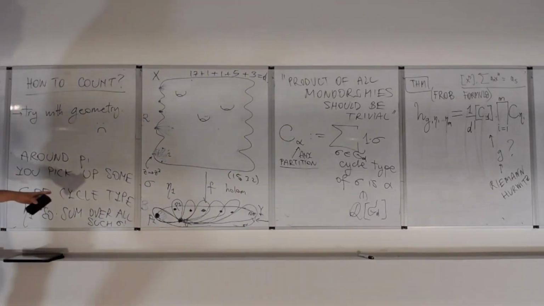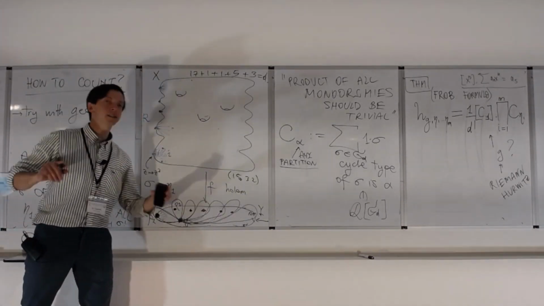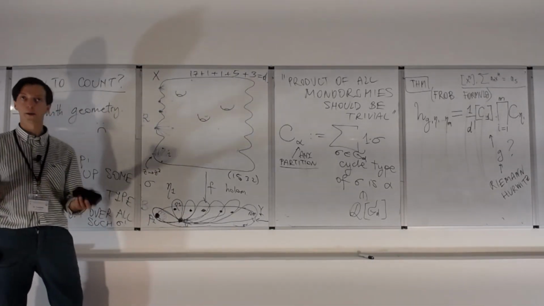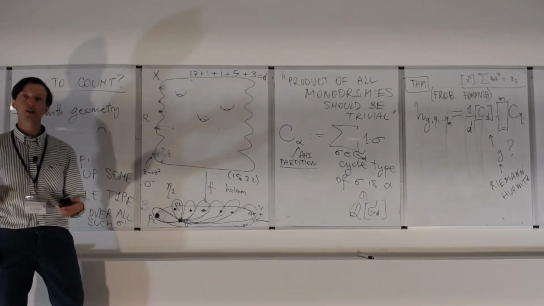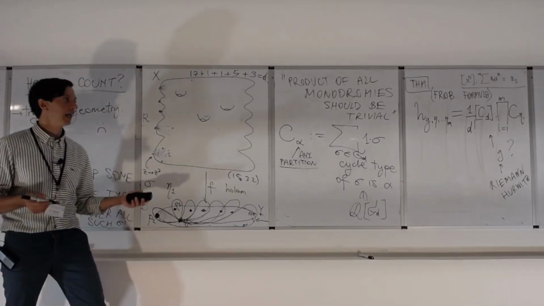And after you're done with all the points, you put it on the other side, you get nothing. Which means that at the end of the day, you should be getting the identity. Let me make an example.